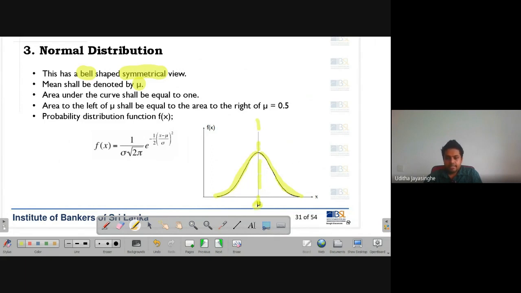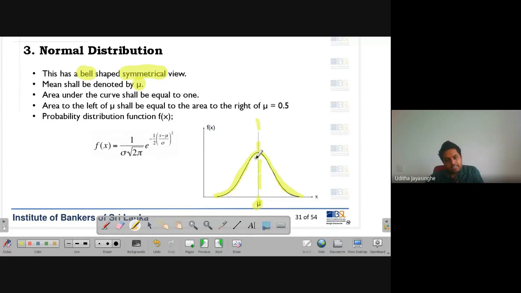And what is that central point? If it is symmetrical, we know that it is not skewed to any portion. So eventually this mu, the mean that we are going to discuss, is going to be the same as the median and the mode. If it is symmetrical, all these central tendency indicators are going to come to the same place eventually. But we are going to stick to the mean for our discussion.